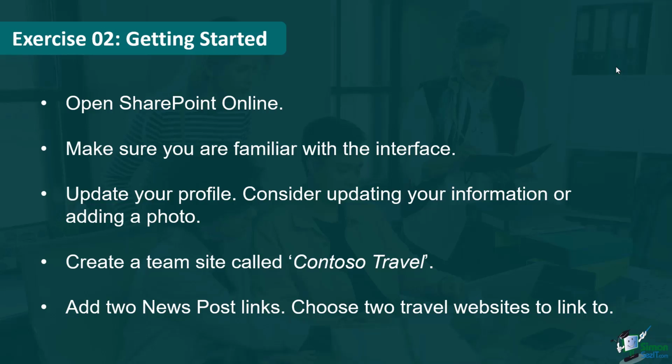Once you've done that, I'd like you to create a new team site, and I'd like you to call it Contoso Travel. Once you have that site created, I'd like you to add 2 news posts, and I'd like you to add news post links. And for this, I'd just like you to select 2 travel websites that you're familiar with to use as the links in the news area. That's it for this exercise. If you'd like to see my answer, then please keep watching.